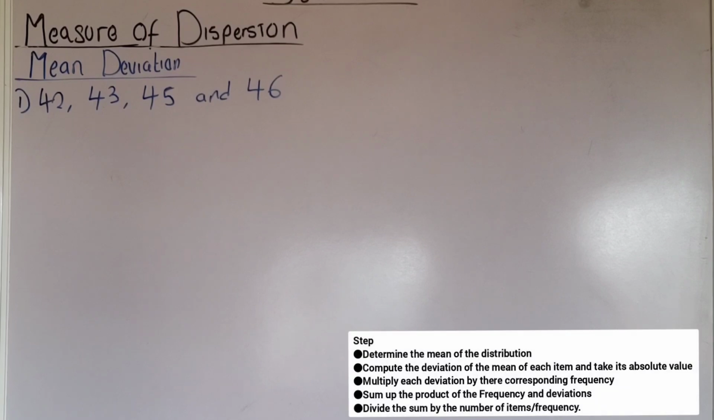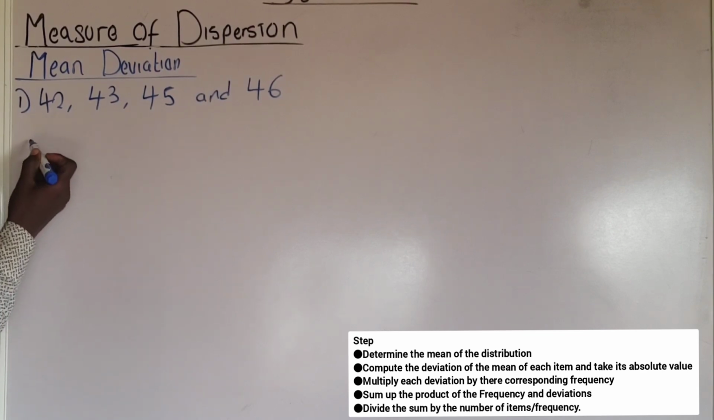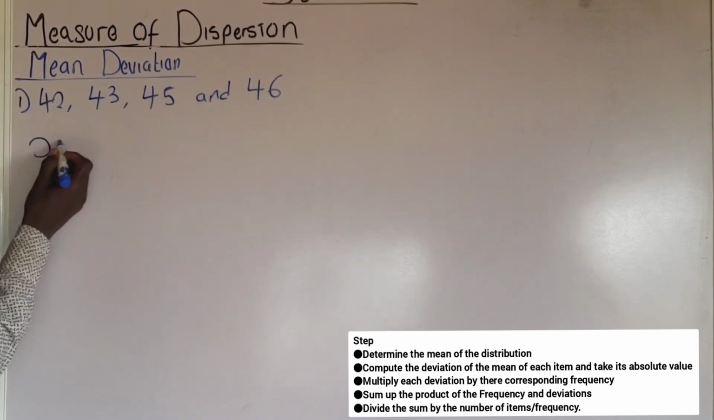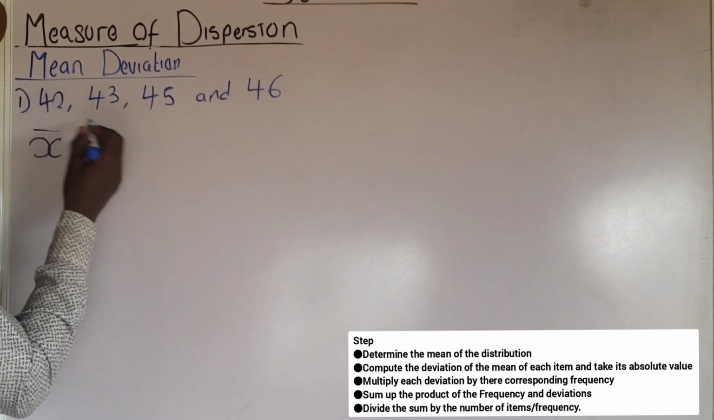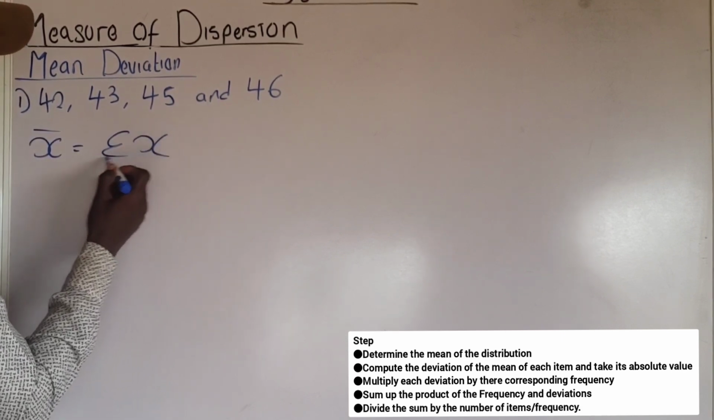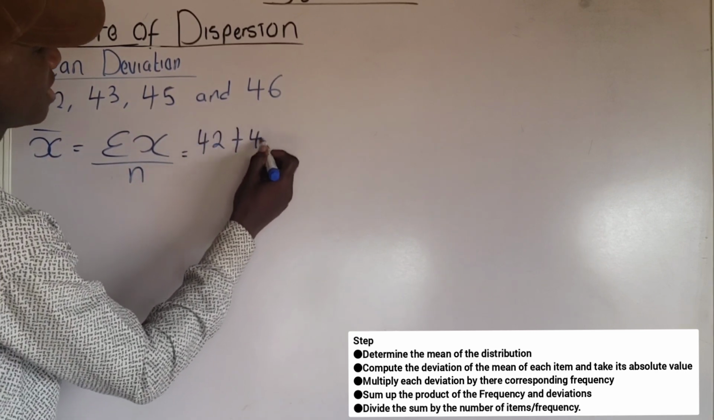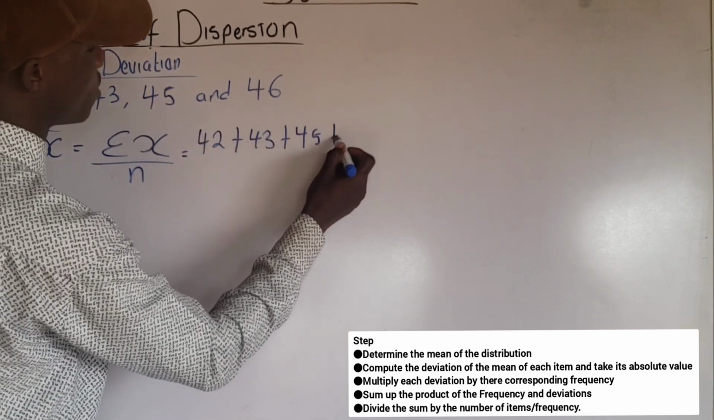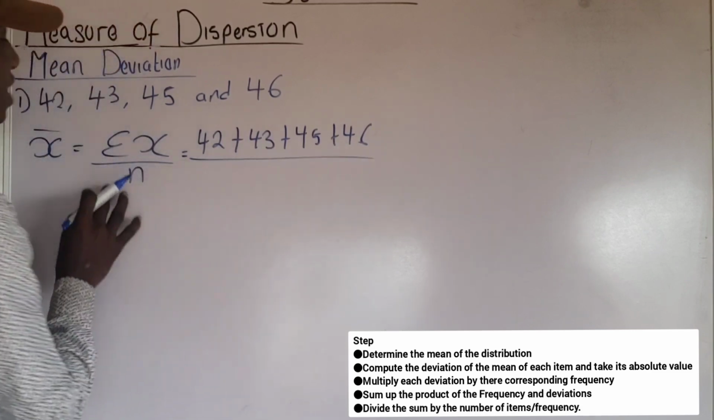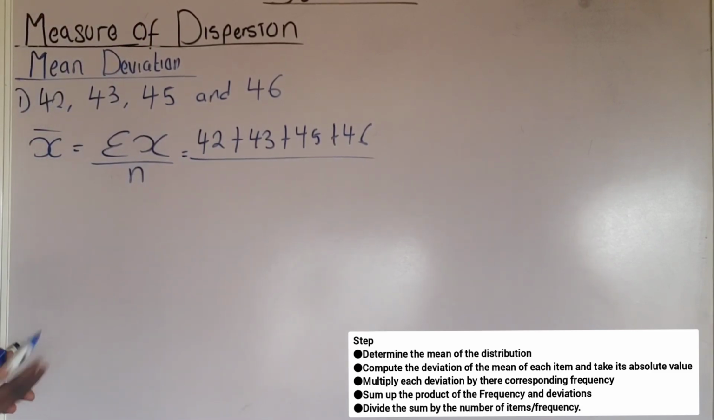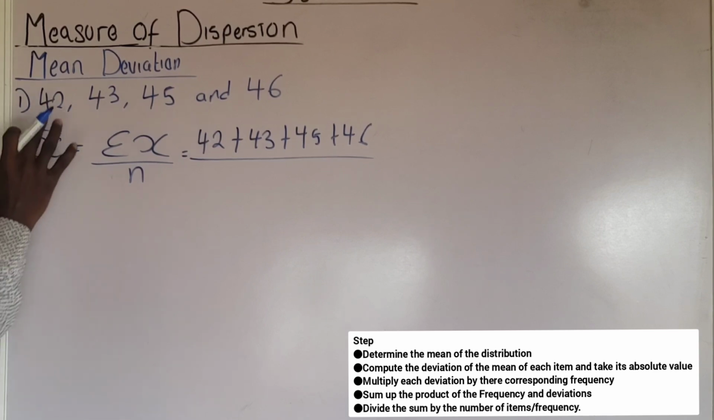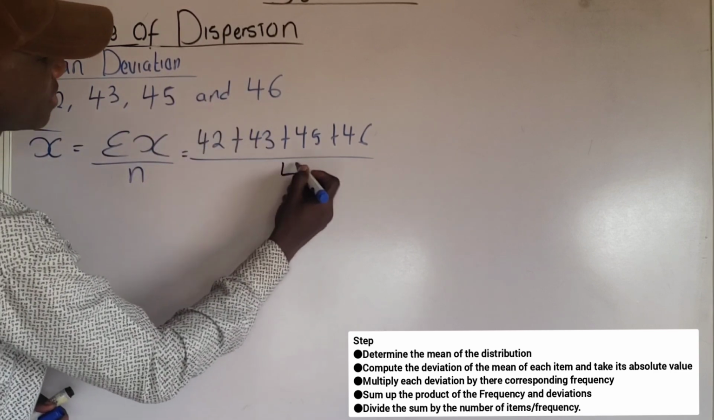The first step is that you have to determine the mean of the distribution. Mean is given by this formula. The mean of the distribution now is, okay, let's call these samples x. So the mean of x is equal to the summation of x all over n. So here I'm going to have 42 plus 43 plus 45 plus 46 all over n, where n is the total number of samples, or the total number of scores, or the total number of items. Okay, so n here will be 1, 2, 3, 4. So I'm going to add this over 4.